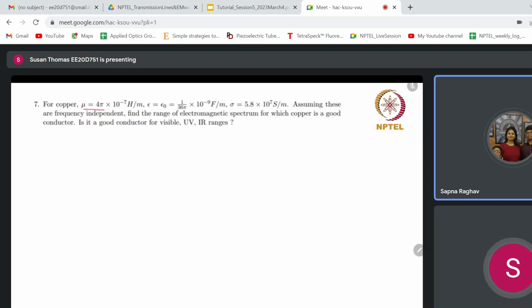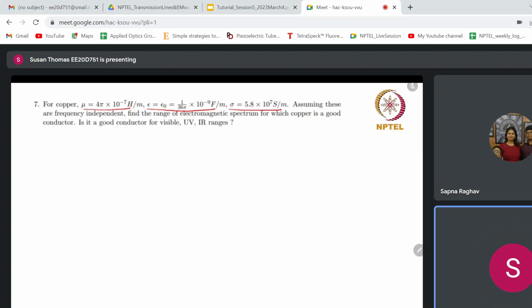For copper, mu is given, and epsilon is equal to epsilon naught, and sigma is given. Sigma is the conductivity. So these are all in the case of copper. Assuming these are frequency independent, find the range of the EM spectrum for which copper is a good conductor. As I said before, what decides whether it's a good conductor or not? The loss tangent. Always remember loss tangent is sigma by omega epsilon. If that is very much greater than 1, we say it's a good conductor. We are looking at the range of the EM spectrum, which means we are looking at the frequency. For what frequency does copper become a good conductor? That is a basic question.